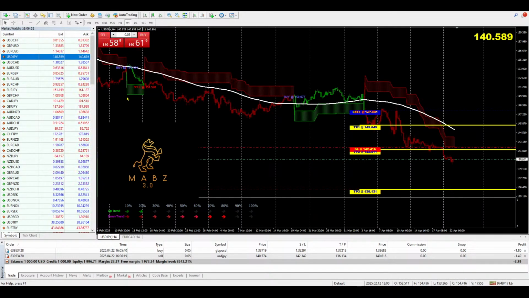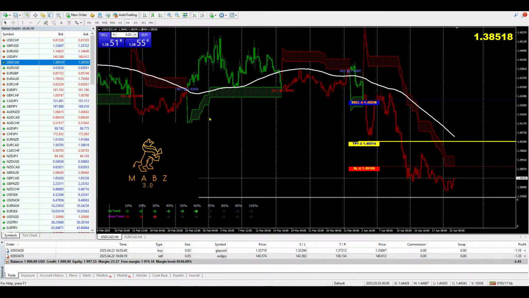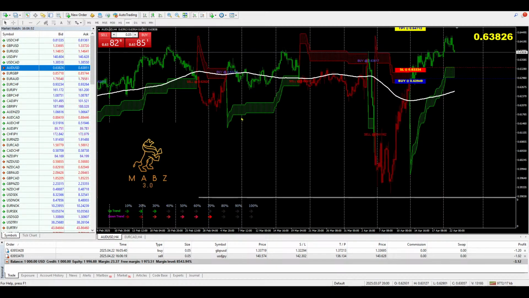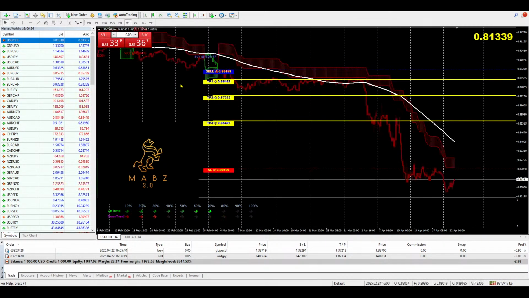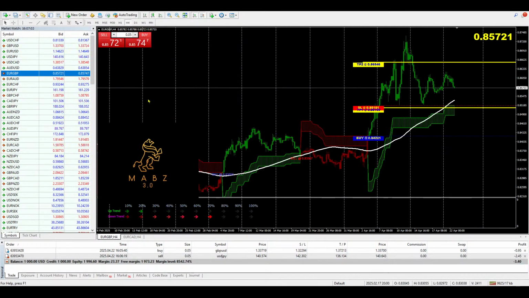On my account, it's 1:500 leverage. So yeah, guys, USD CAD, I'm passing it. It's not aligning to what I want. Okay, AUD USD, it's not. USD CHF, not. Let's go to Euro GBP. It's not.